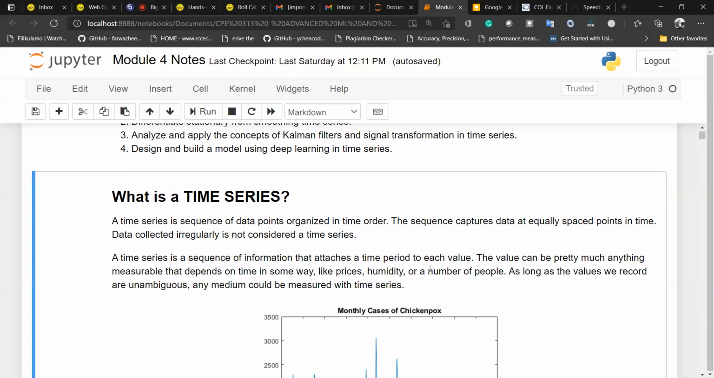It attaches a time period to each value. And then the value can be pretty much anything measurable that depends on time in some way. For example, prices, humidity, temperature, or a number of people. For example, people arriving in an airport, people who have COVID infection, something like that. As long as the values we record are unambiguous, any medium could be measured with time series.